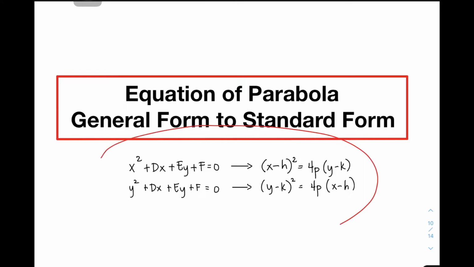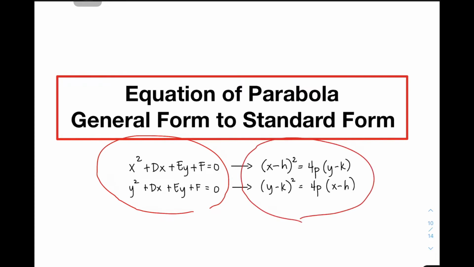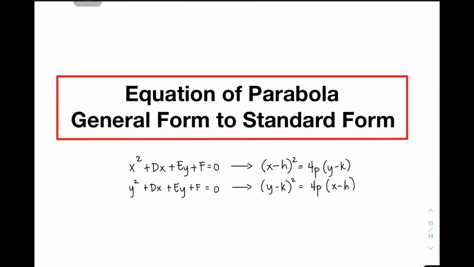So we have here two sets of equations of a parabola wherein this part are the general form of the equation of the parabola and this part are the equations in standard form of any parabola. So basically, explain lang natin. This one, these are the equations of x squared plus dx plus ey plus f is equal to 0.